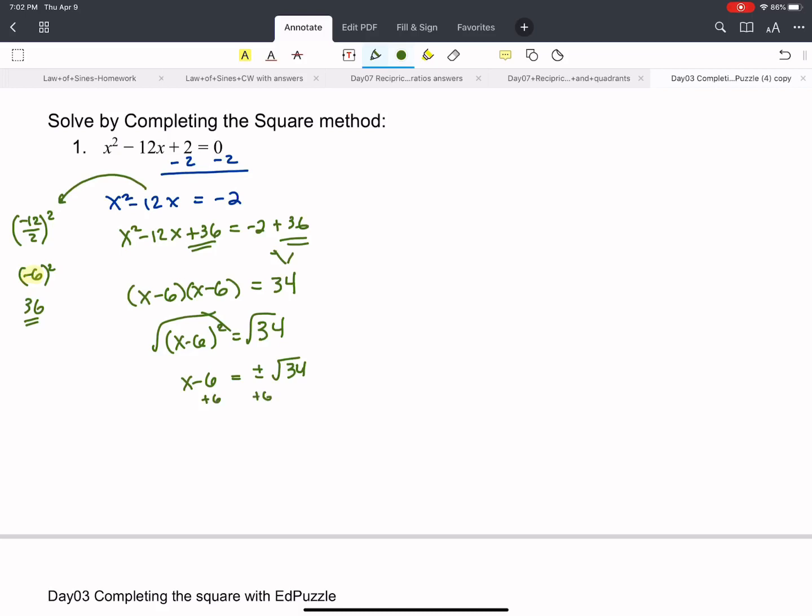Now when I add 6 to both sides, I just like to put it in front. I think it looks nicer. You don't have to, but I like it. Okay? And so this isn't irrational, but this is it. This is your answer. You have x equal to two solutions, 6 plus radical 34 and 6 minus radical 34. That's it.